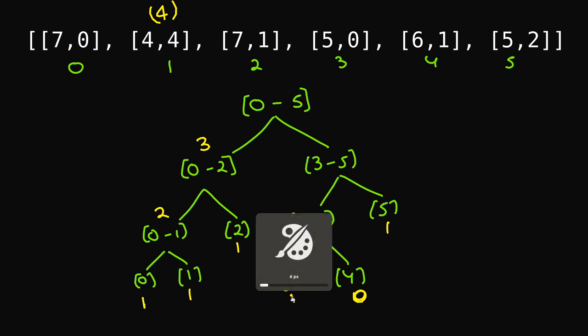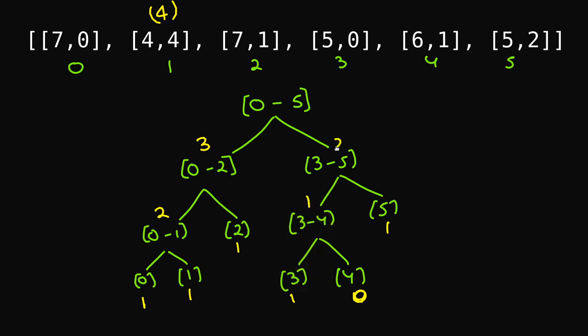So the sum here is 1 plus 0, 1. I'll just put a 1 here. The sum then becomes 2 here, and the sum then becomes 5 here.